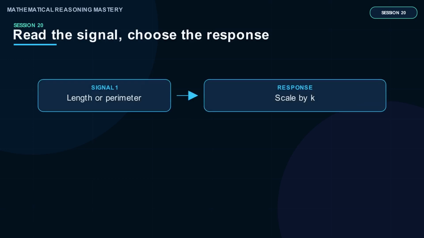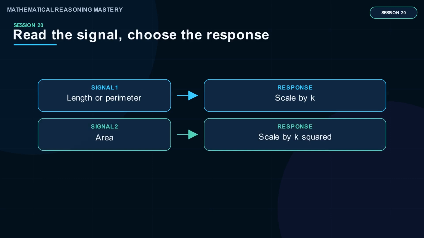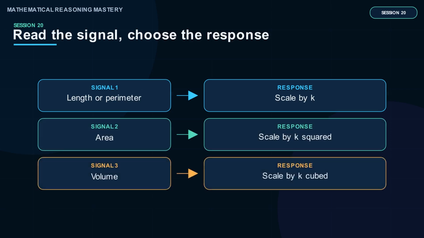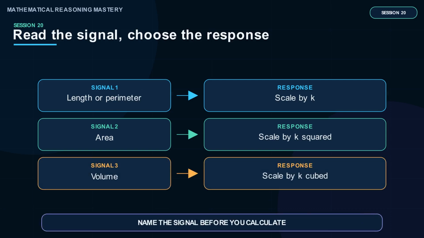Signal 1 is length or perimeter. Respond by remembering: scale by k. Name the response before calculating. Signal 2 is area. In that case, scale by k squared. The form tells you which tool fits. Signal 3 is volume. Remember, scale by k cubed. This separates plausible work from valid reasoning. If you cannot name the signal, pause and classify. A deliberate choice of method is usually faster than repairing a rushed setup.